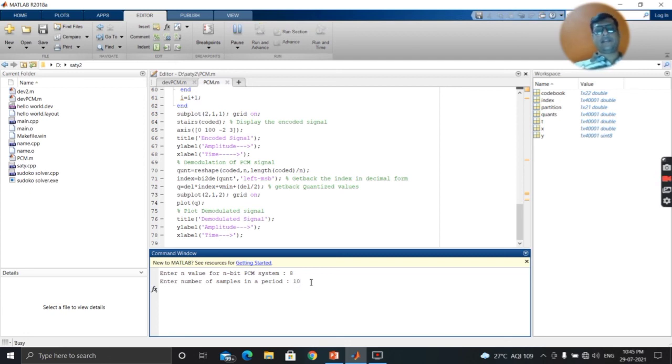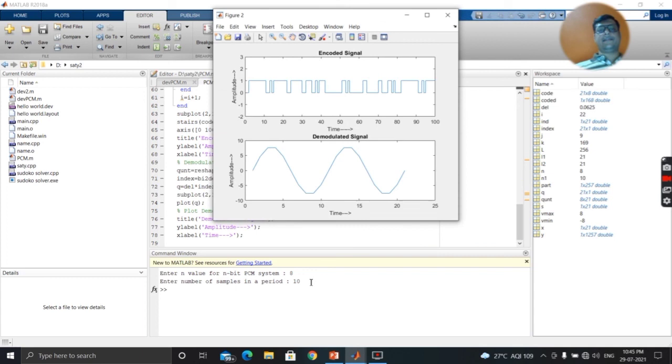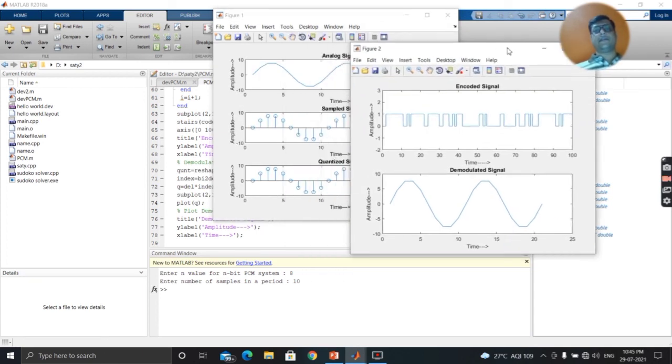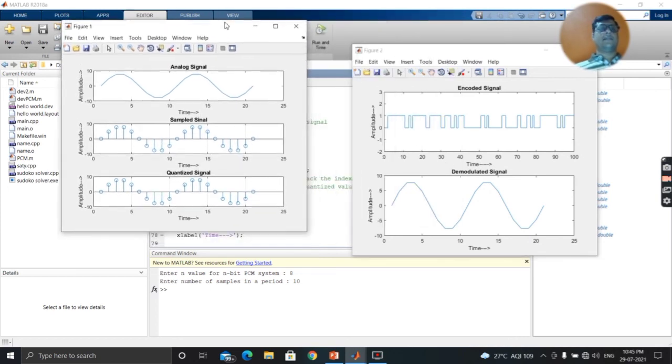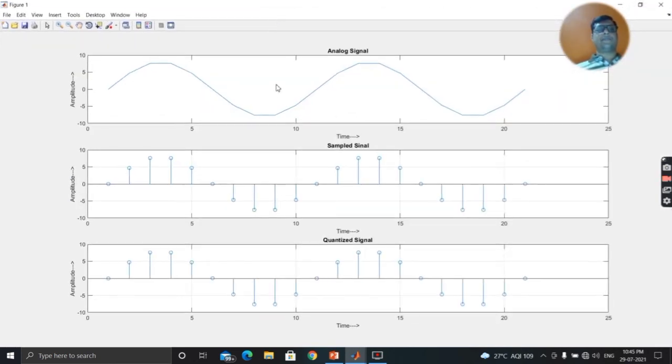So if I give this particular value, my resultant waves will look like this. The first figure, you can see here, is our analog signal. So these are the sinusoid signals identified.